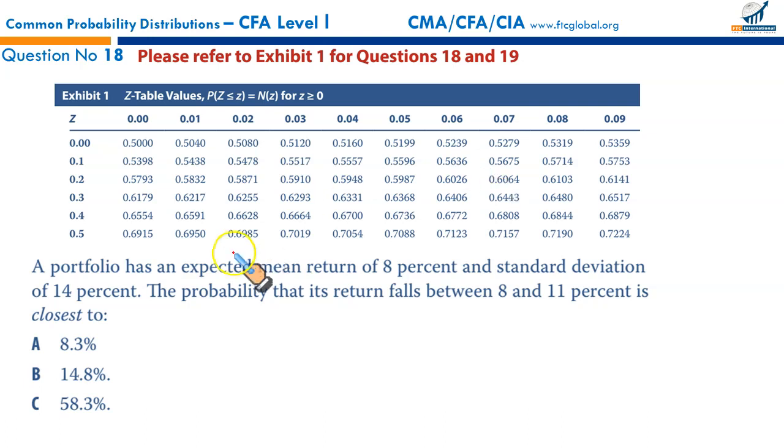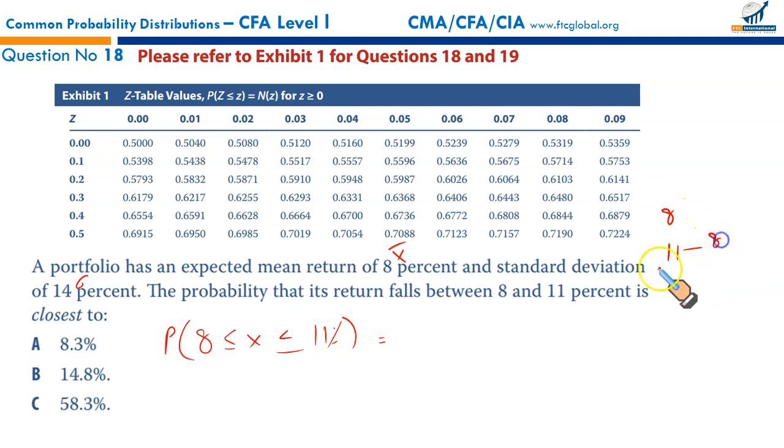Here, a portfolio has an expected mean return of 8% and a standard deviation of 14. The probability that the return will fall between 8 and 11. So we are looking for a probability of return between 8 and 11. We have to convert them into corresponding z-scores. How do we do that? First let's calculate for 11. 11 minus 8 upon standard deviation 14.